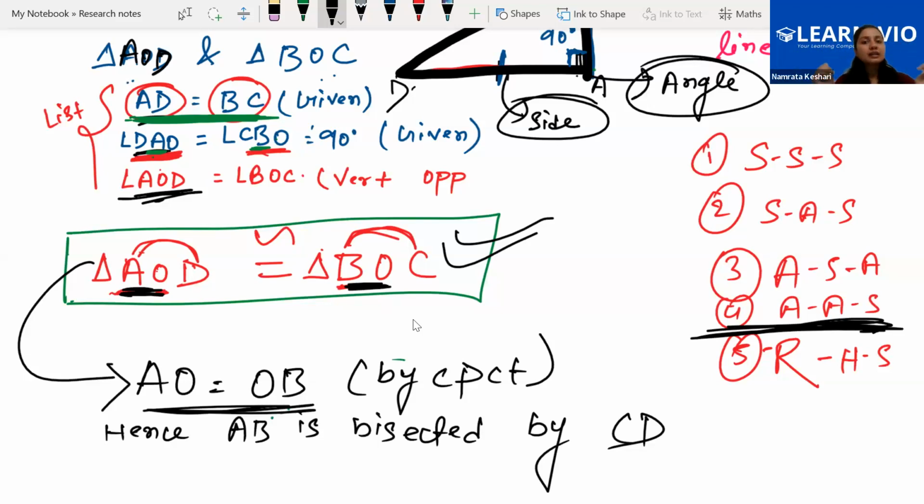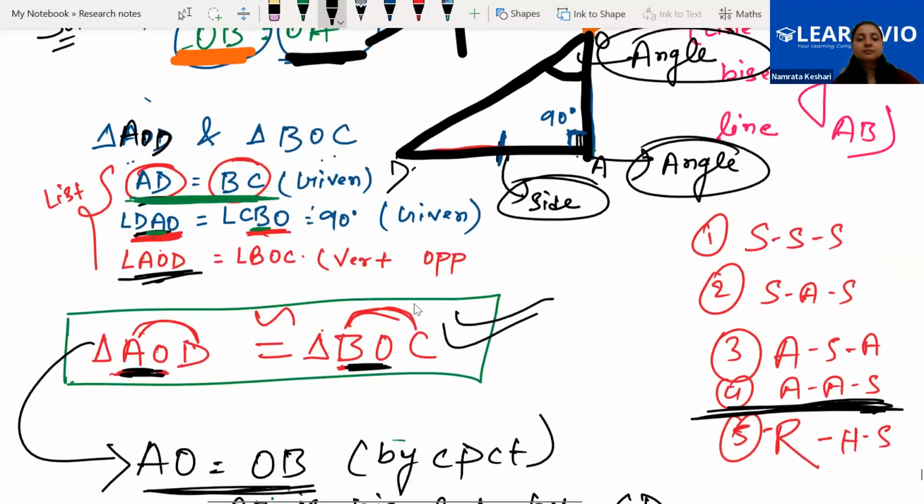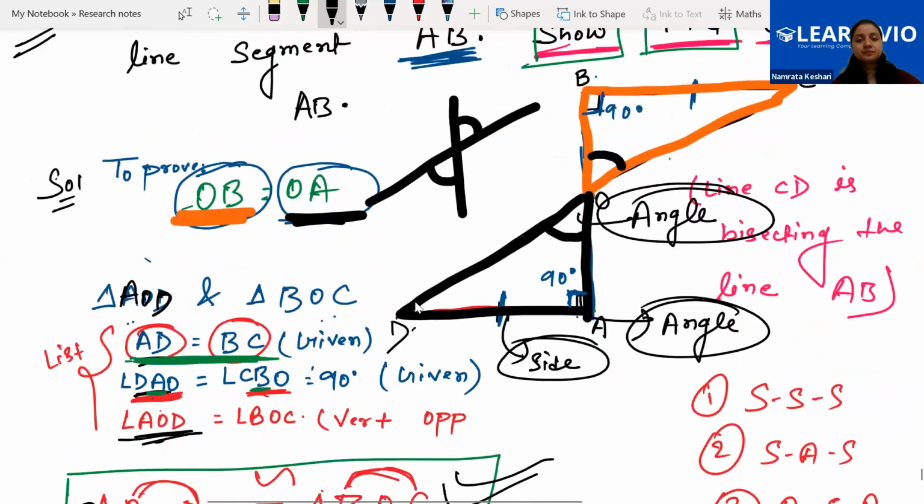Okay. After writing the name of the triangle, we are getting that, oh yeah, AO and BO are same. That's what we wanted to prove, and we are done. Everyone getting it? Yes, ma'am.